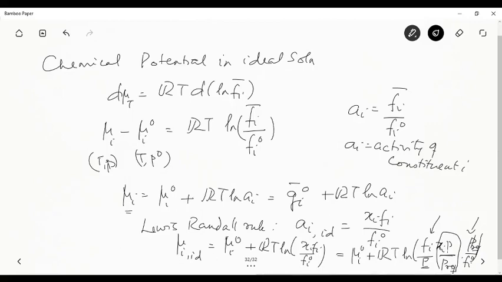In the extreme limit of ideal gas mixtures, when this ideal solution is actually a mixture of ideal gases, then this f_i by P actually becomes, f_i itself becomes x_i P, and this f_i naught also becomes x_i P, because the entire thing eventually reduces to x_i P by P ref, because these two quantities eventually get cancelled with each other. And you get only x_i P by P ref. So that's for an ideal gas.